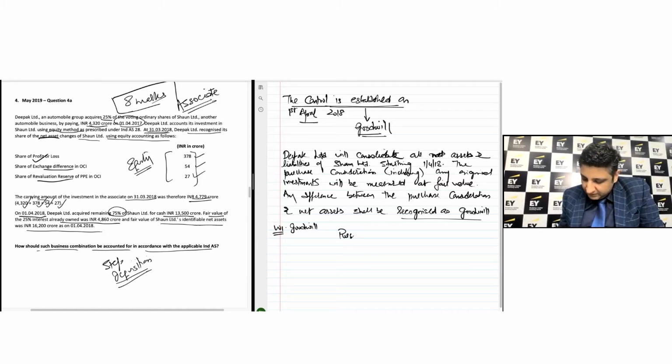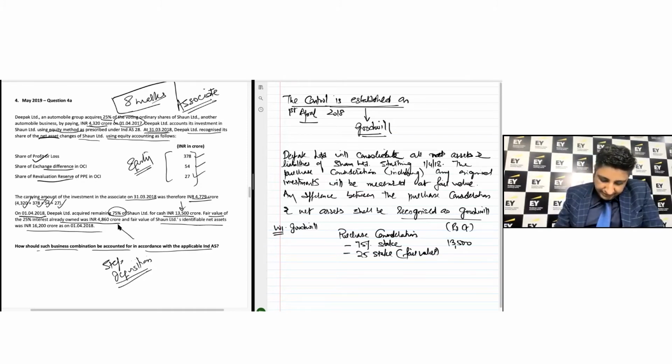I'm looking at purchase consideration, let's say for a 75% stake, that is given to us at 13,500 crores. So let's call it rupees crores. For the 25% stake, we take it at fair value. You want to remember that, right?